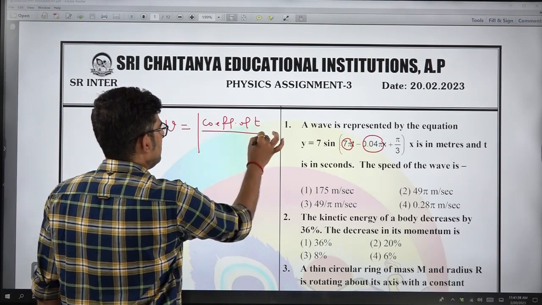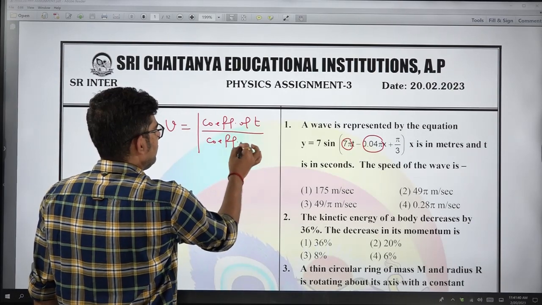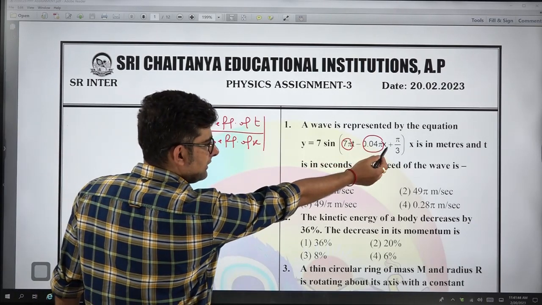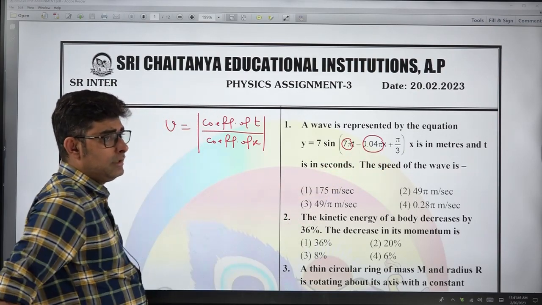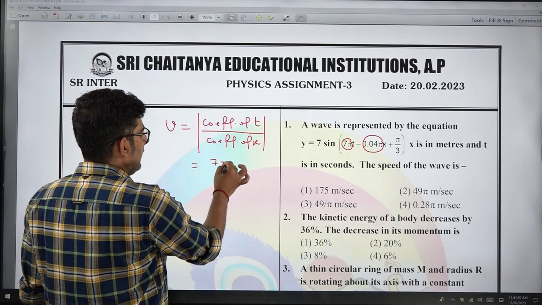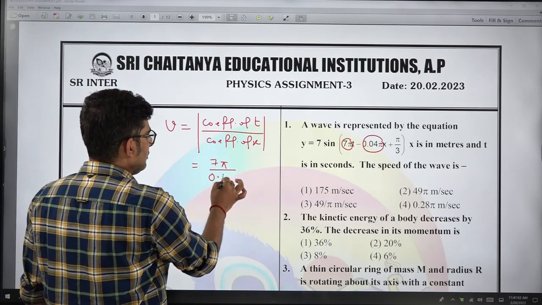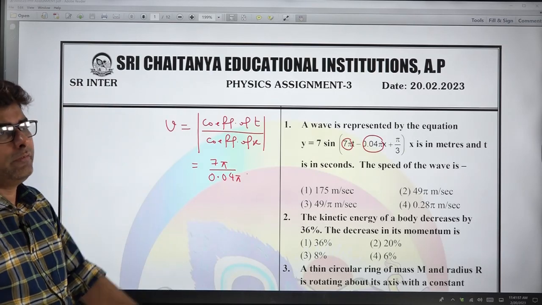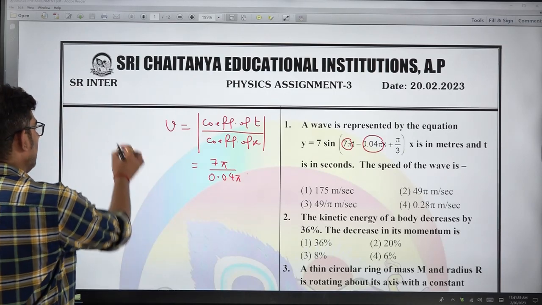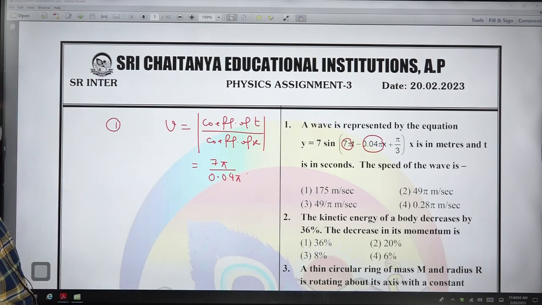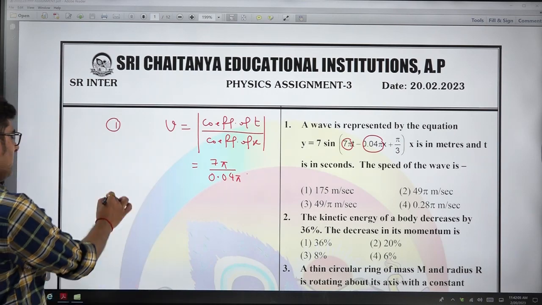coefficient of t upon coefficient of x. That's it. All are given in SI units only, x in meters and t is in seconds. So what you get when you see the coefficient, it is 7 pi and for x it is 0.04 pi. That's it. So from here you will solve and get the value. I hope it is clear to all of you. Now we see the second question.